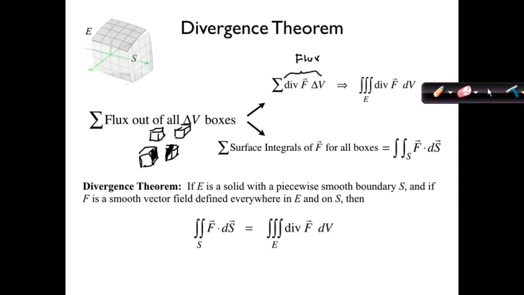So the divergence theorem says if E is a solid with a piecewise smooth boundary S, and F is a smooth vector field defined everywhere in E and on S, then you have this: the surface integral of the boundary is equal to the sum of all the flux coming out of every point throughout the solid E.